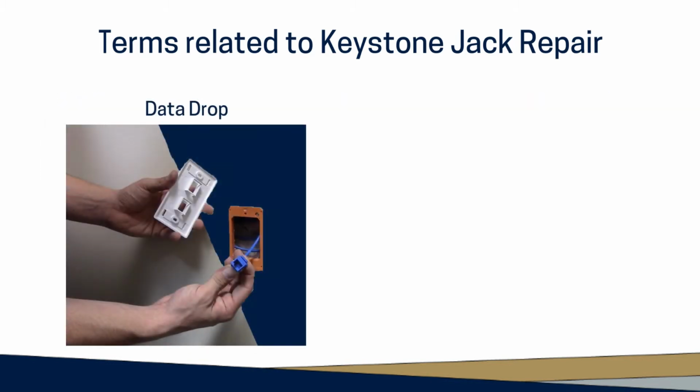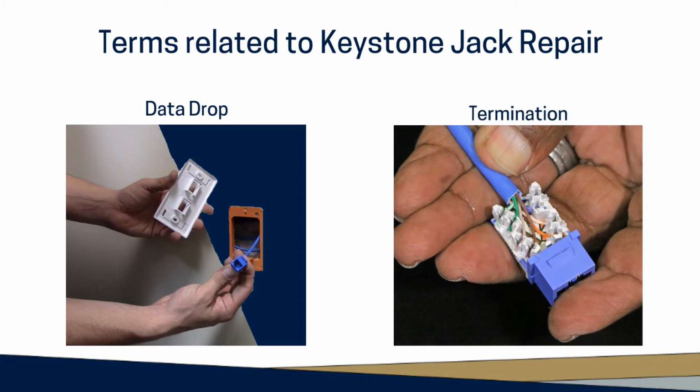A data drop is the location where a home run data cable is terminated on a Keystone jack. And a termination is the point at which a data cable attaches to a connecting device, such as a jack or a patch panel.